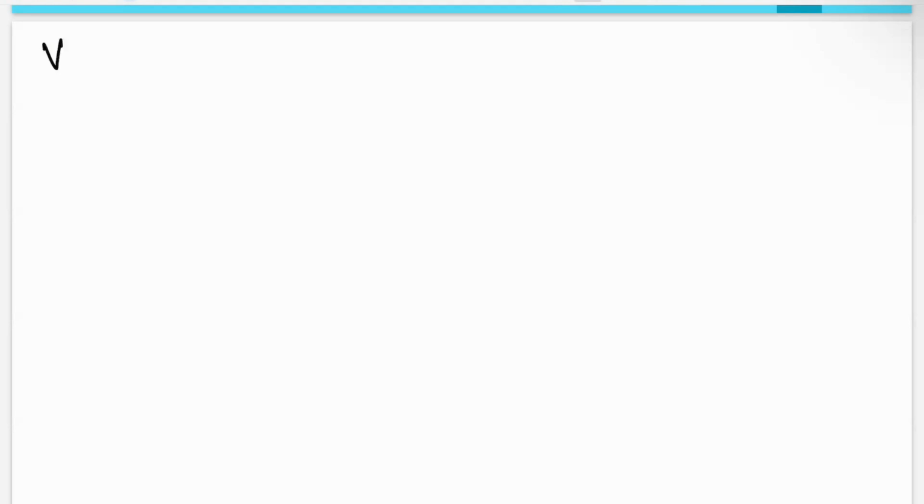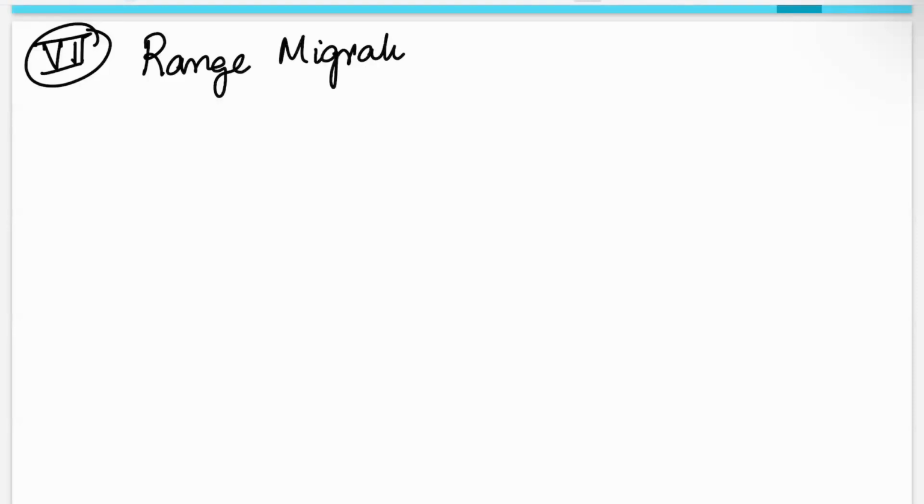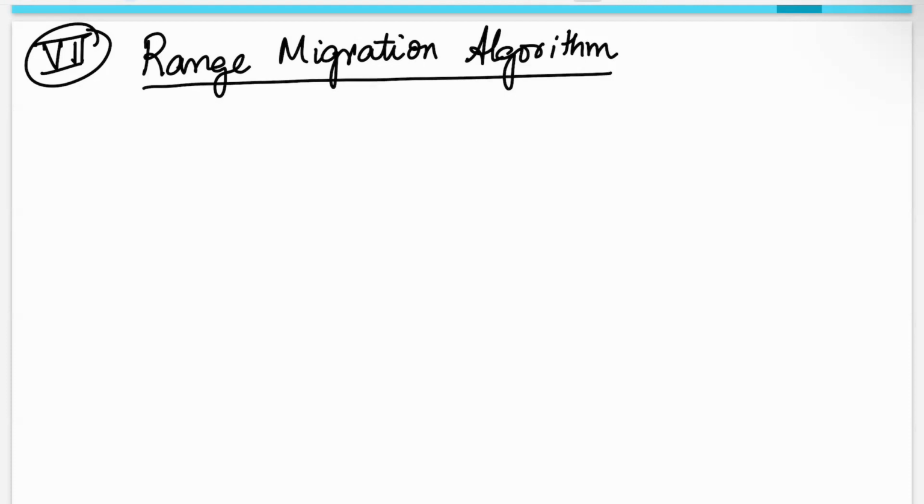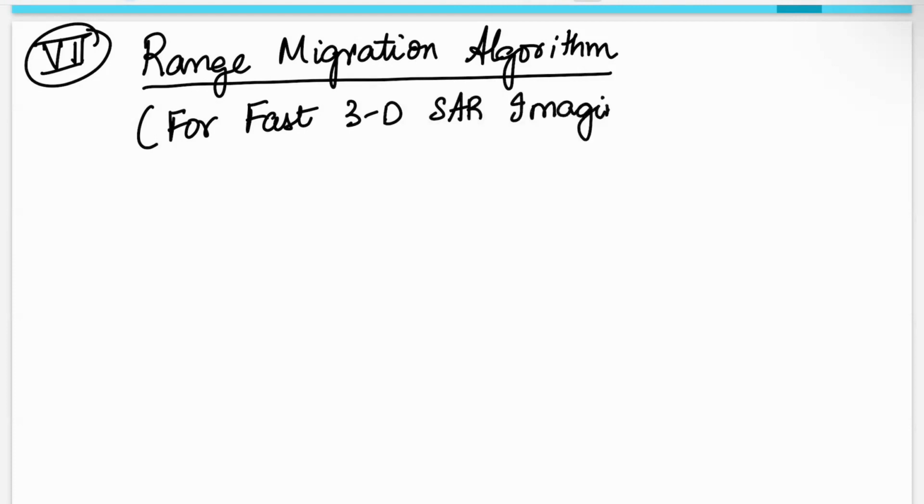So this is the 7th video in the series. I'll call it the range migration algorithm. That's what it's called. There are other names for it, which we'll talk about. So what is this for? This is for fast 3D SAR imaging. Here we'll cover SAR imaging, but you can also use it for MIMO, which we'll cover in another video.